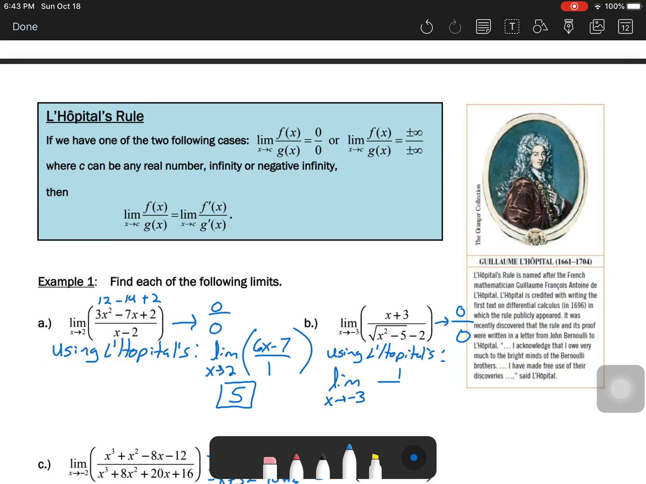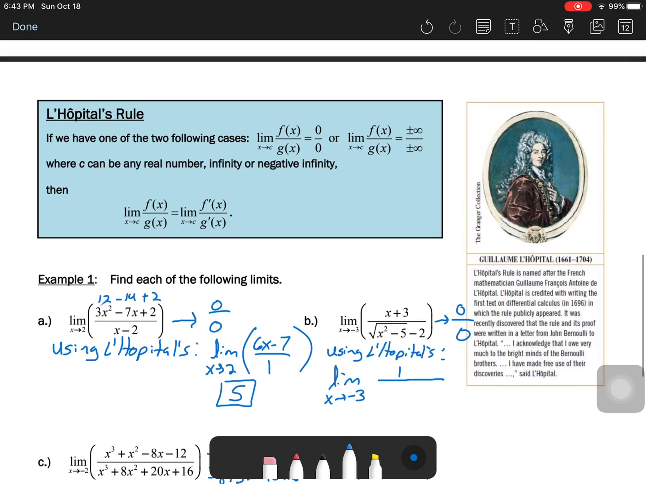So on top, I'm going to have a 1. Now in the bottom, we've got that square root, so I'm going to do a little scratch work up here. If I have x squared minus 5 to the 1/2 power, and then minus 2, that's just going to disappear because it's a constant. But if I do the derivative of that, I would have 1/2, and then x squared minus 5 to the -1/2, and then I have to use the chain rule there, so I multiply by 2x. Okay, so that's what I would have.